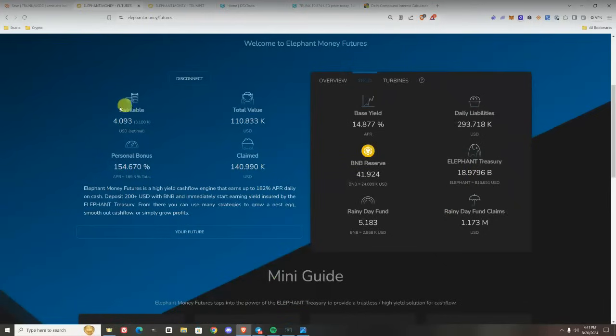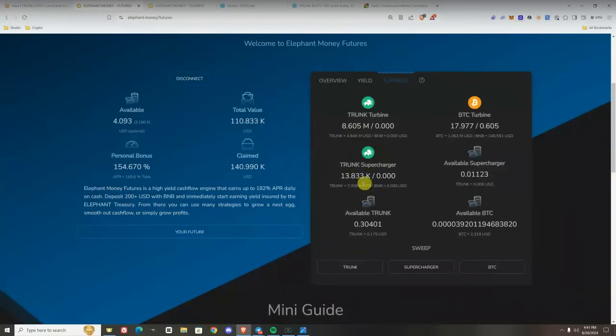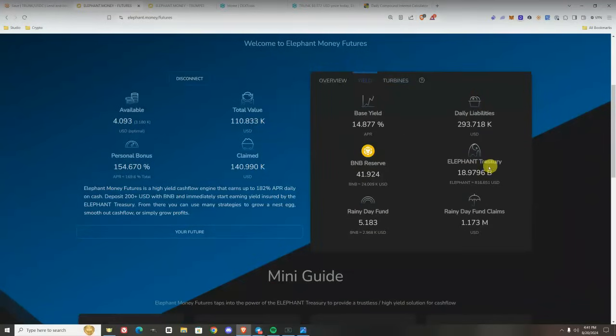And then, dependent on what the community does, if people are compounding, things are going through, people are buying trunk, that supercharger is going to be gathering more trunk, buying Elephant, and then futures being funded with 10% of the inflow now is going to either keep the rate where it's at, or futures is just going to hobble along with these sustainability updates.